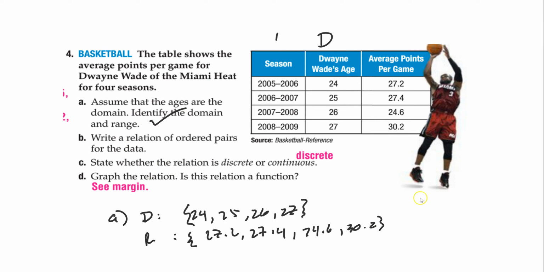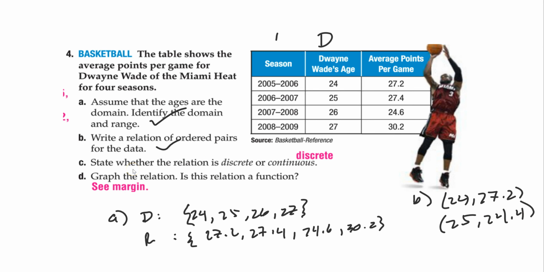Oh, I don't want to do this. B, so they want to put in ordered pairs like 24 and 27.2, right? The little relation. That lets you know, hey, when it's 24, you average that many points. And I'll do 25 and 27.4 and I'll stop there because I am lazy. So you get that. Done.